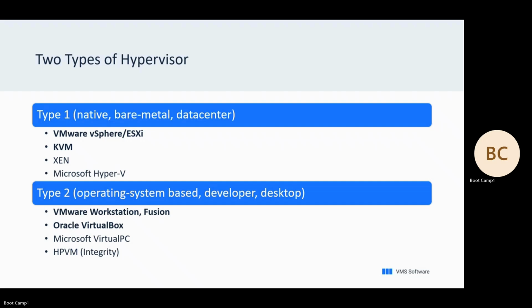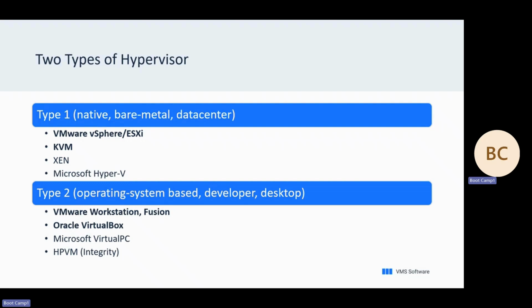So you notice that I've put three of the hypervisors in this slide in a bolder font: VMware, KVM, and VirtualBox. And I did that because those are the hypervisors that OpenVMS runs on today. So I'm going to focus on those hypervisors in the next few slides.